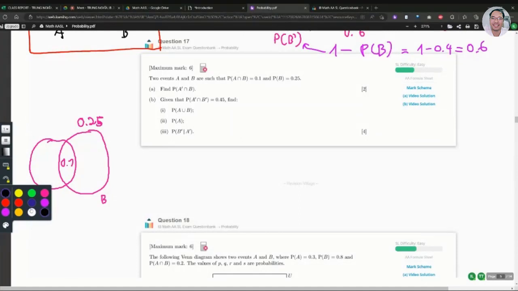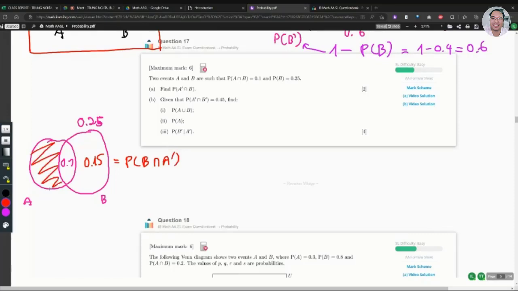So A first. The middle here is 0.15. Not exactly the middle, but that is the difference. It means B and not A. Now we try to find A and not B. No, sorry, the question is not A and B. Not A and B is the same as B and not A. Just reverse the position.